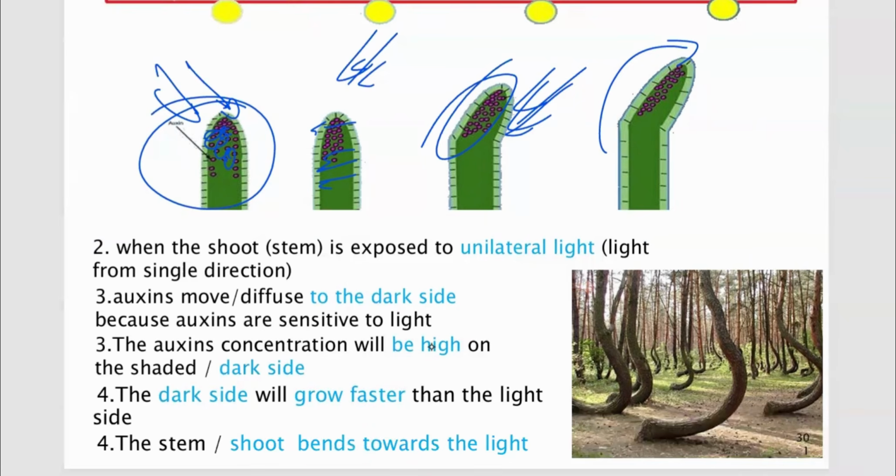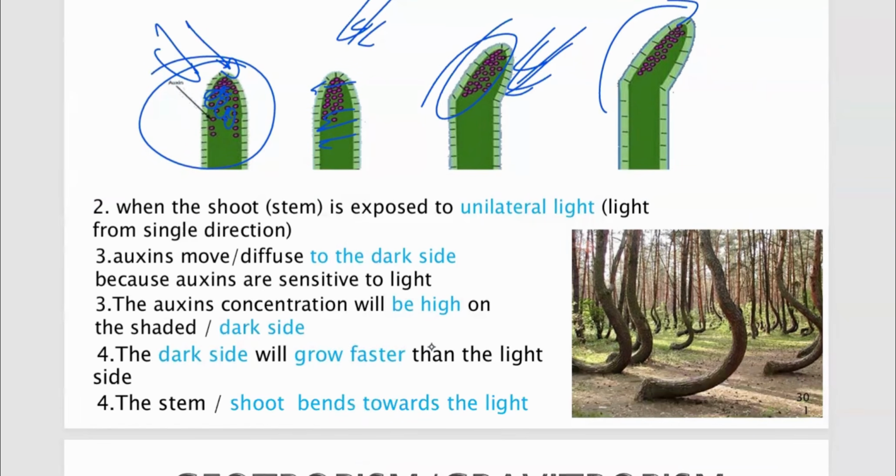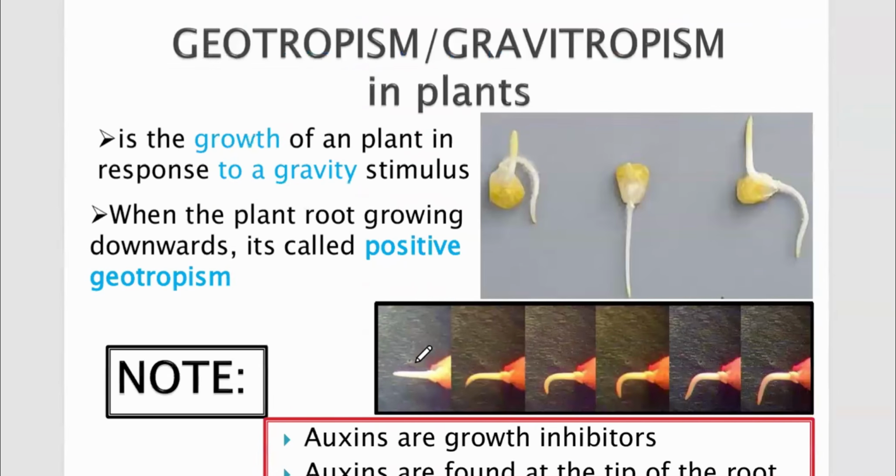That's why here we're saying that when the shoot is exposed to unilateral light, auxins move or diffuse to the dark side because they're sensitive to light. The dark side will have a higher concentration of auxins than the light side. The dark side will grow faster because auxins promote growth, and then the shoot will bend to the source of light. Simple. Then you have geotropism.